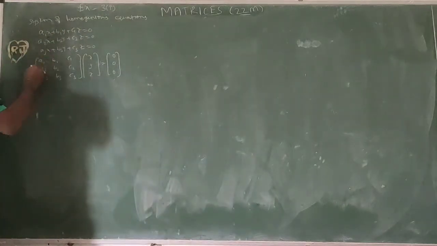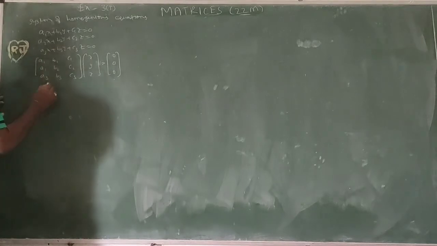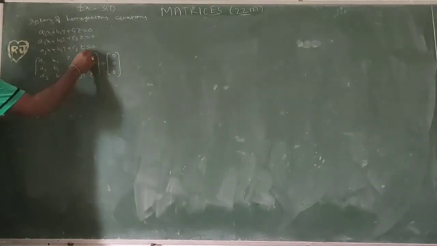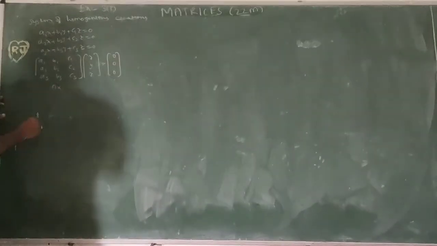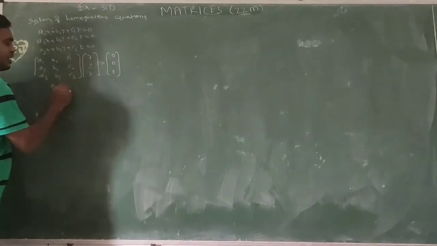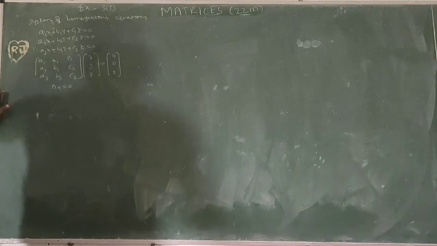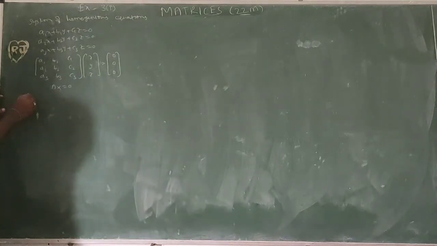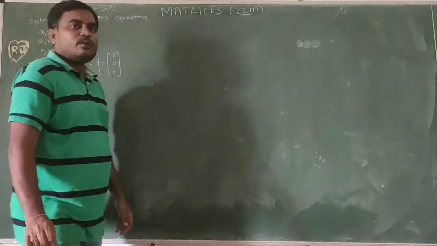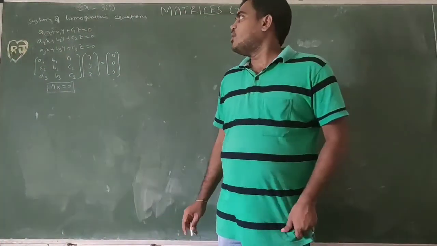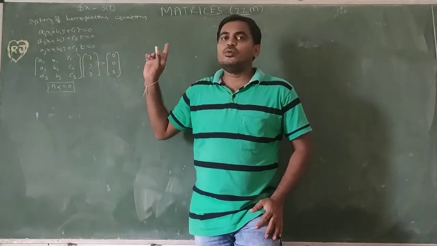Let us consider this the coefficient matrix, equal to A. This is the variable matrix, we are taking it as capital X. This is a null matrix, I am taking it as 0. The system of homogeneous equations is in the form of AX equal to 0. So this is the form of a homogeneous system. So we need to find out the solution.